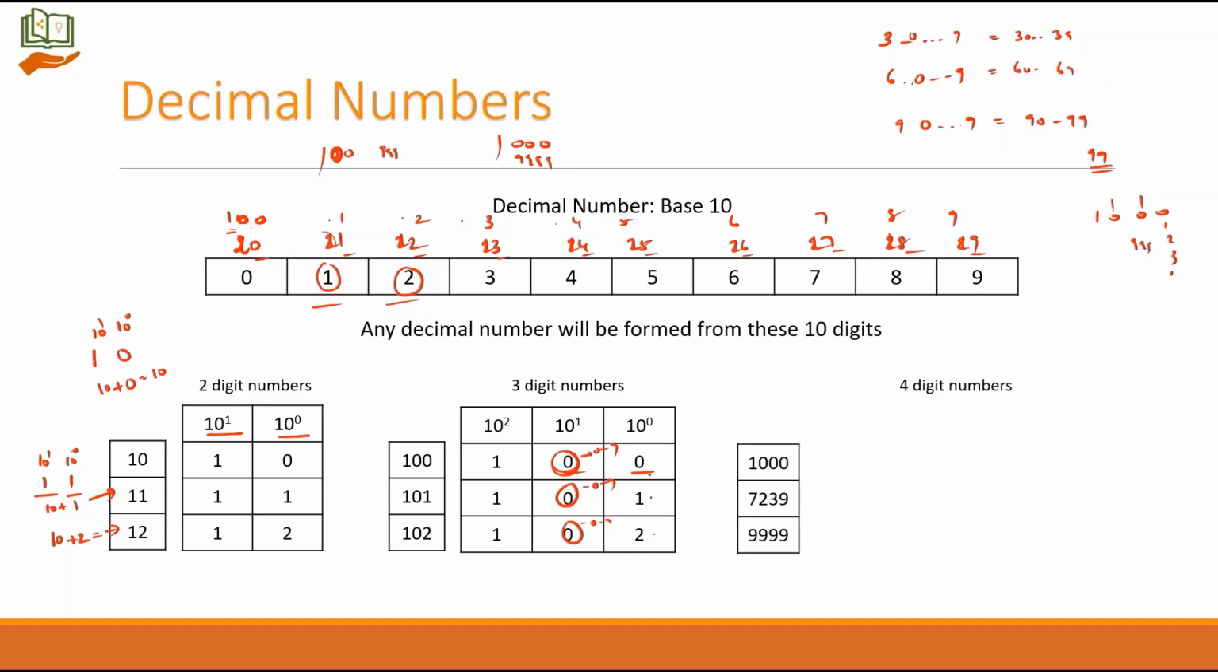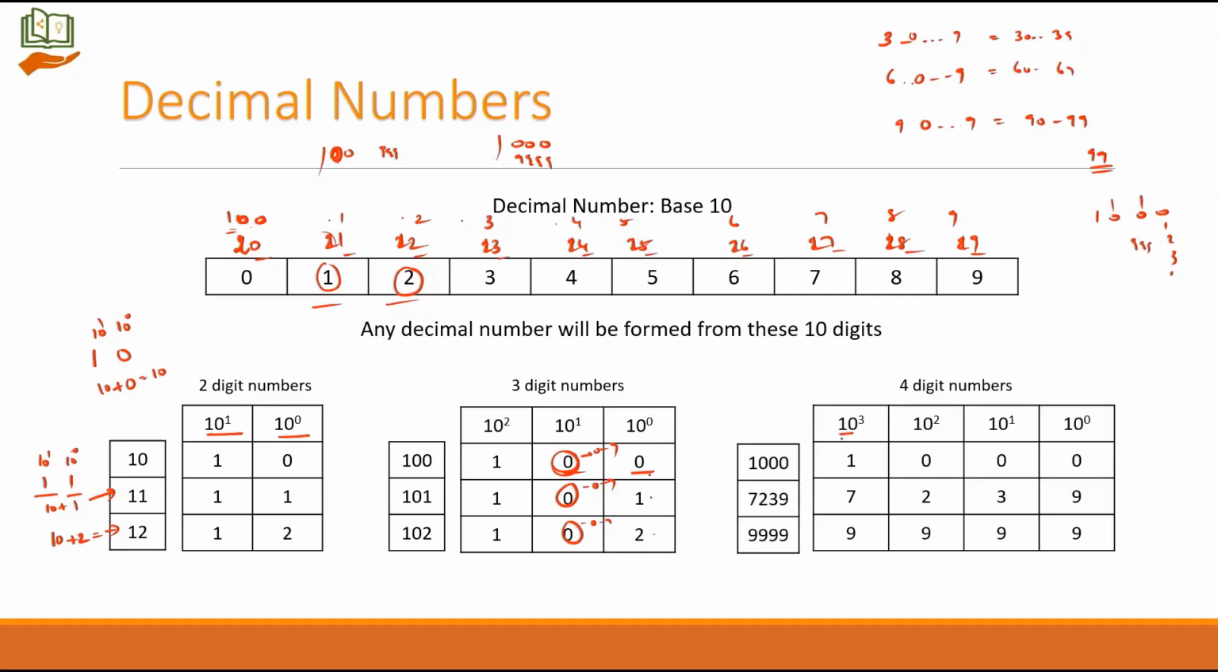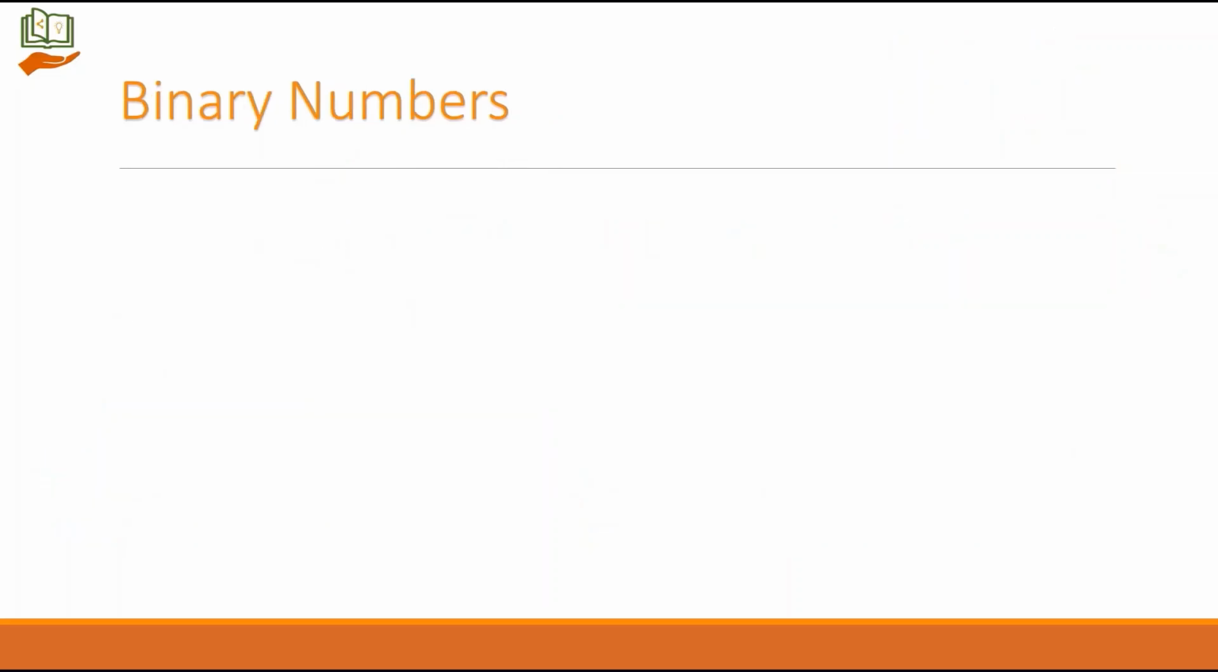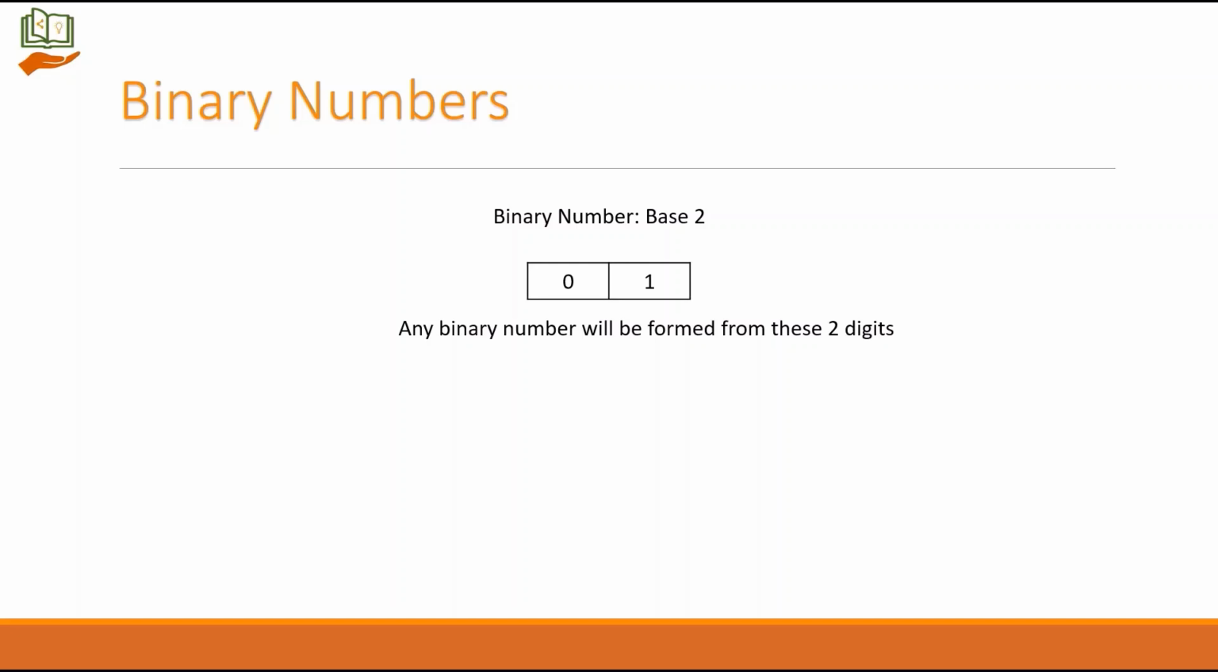Now let's go for 4 digit numbers. This is having 10 power 3, this is having 10 power 2, this is having 10 power 1 and this is having 10 power 0. I am just telling you how to expand these numbers as powers, only then it will be easy for you to understand the other bases. Now we will move on to binary numbers. Binary in the sense we have only 2 digits, 0 and 1. So this belongs to base 2 and any number will be formed only using these 2 digits.